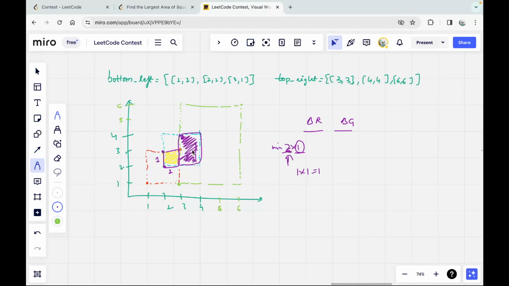So in this case, for this intersection, the area of the square that you're going to get is 1. For this also you're going to get 1. So the answer is going to be 1 itself, right? I hope you have understood the question. Now it becomes very easy from here. All you have to do is iterate over all the rectangles.